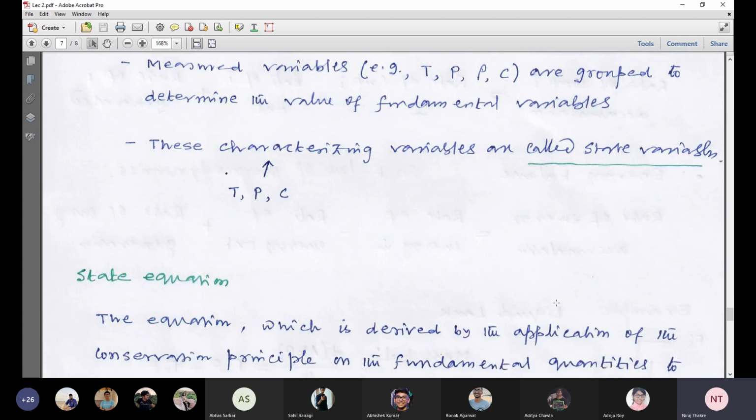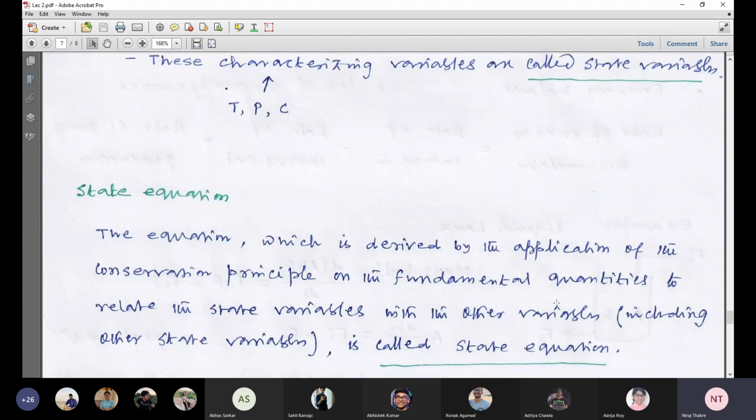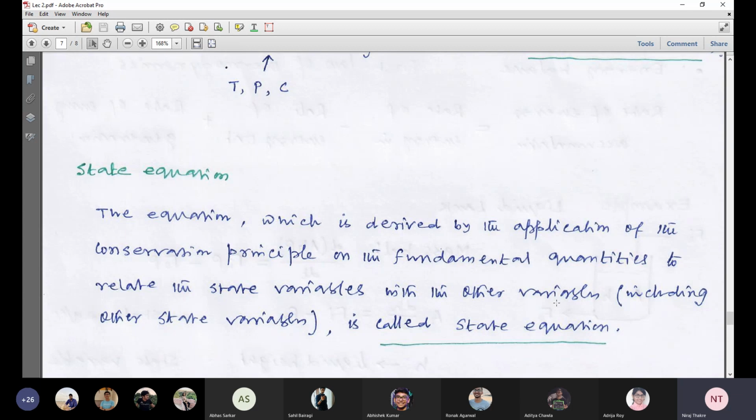Let us finish this topic. State equation. You note down this definition.